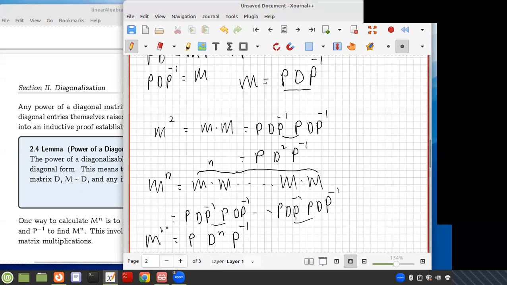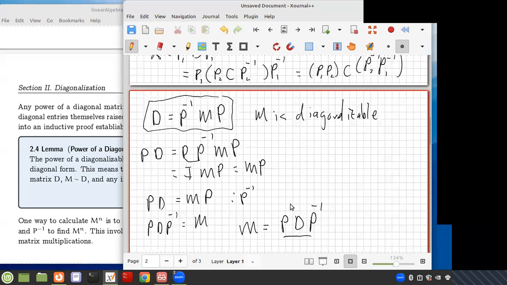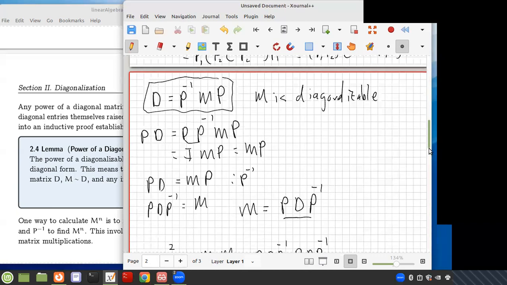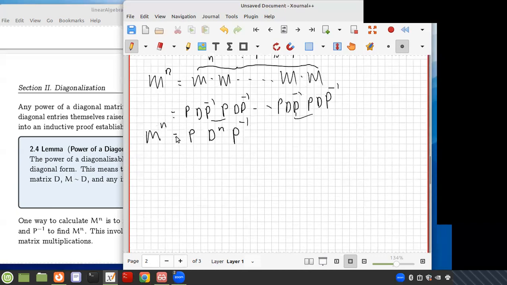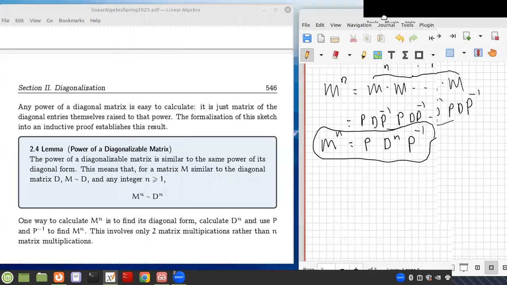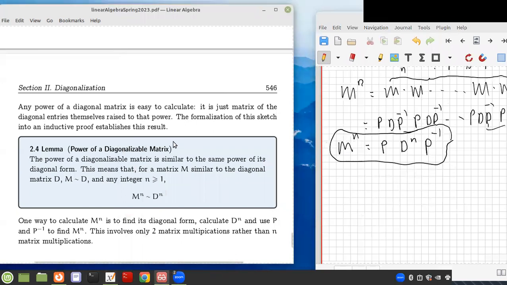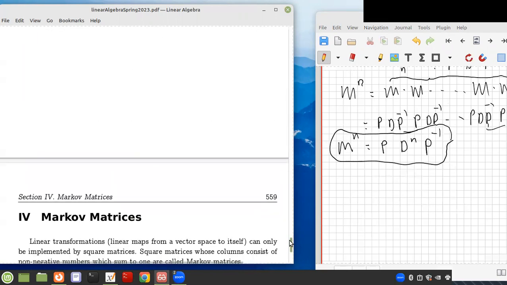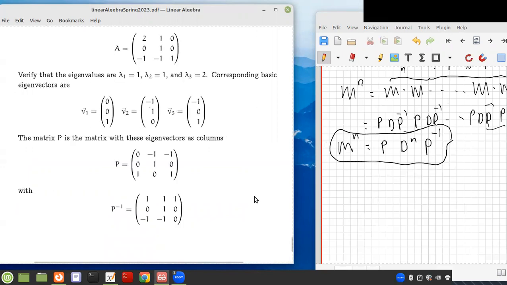Okay, so if we can find this situation, then we're home free, right? Because this would be the solution to finding the nth power of M. Okay. Now, the question is, when can this be done?